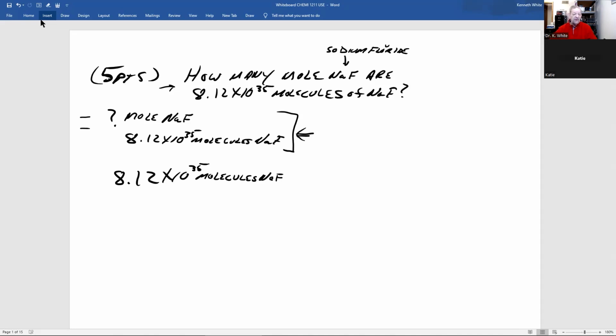So this is the only number we have, 8.12 times 10 to the 35th molecules of sodium fluoride. Now, what units do you want your answer to be in? Your turn to try it. I'm going to share the fun today.